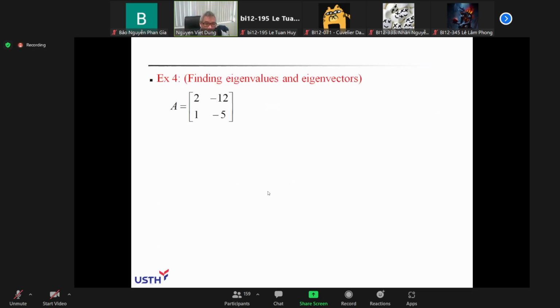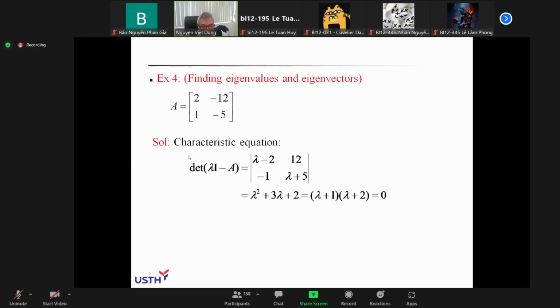Now, once again, we consider another example. A to be like that, and you need to find the eigenvalues and eigenvectors. So we write down the characteristic equation. It is here. It is easy to see that it will have eigenvalues minus 1 and minus 2.